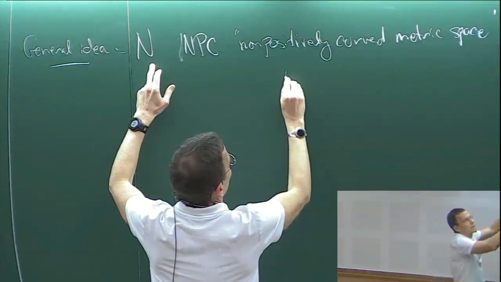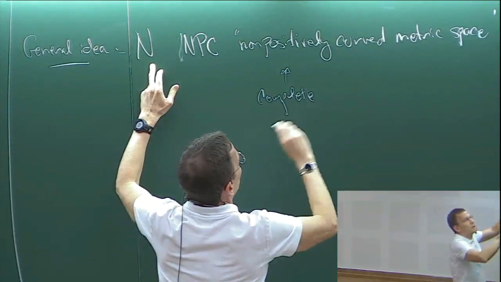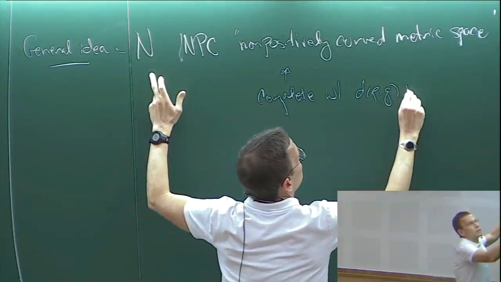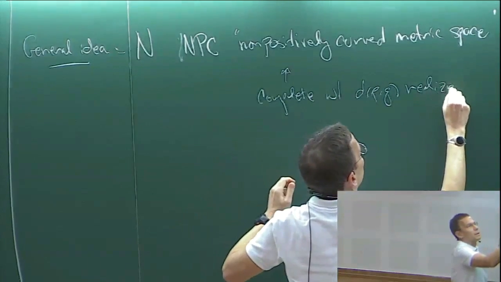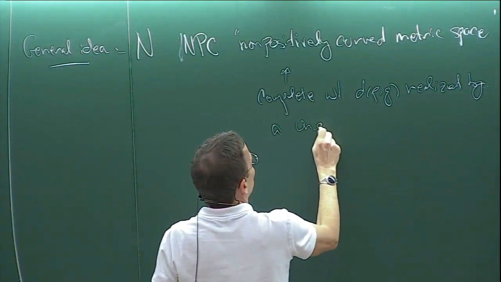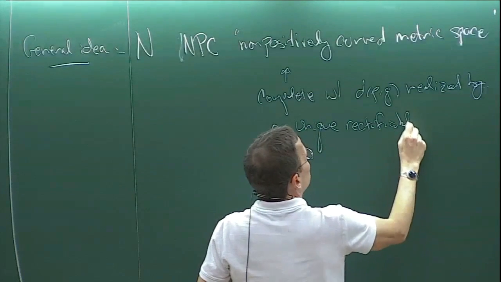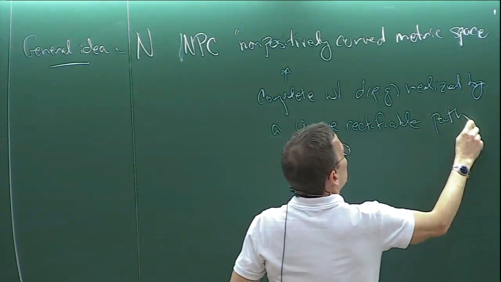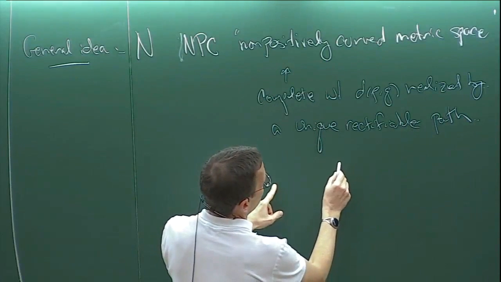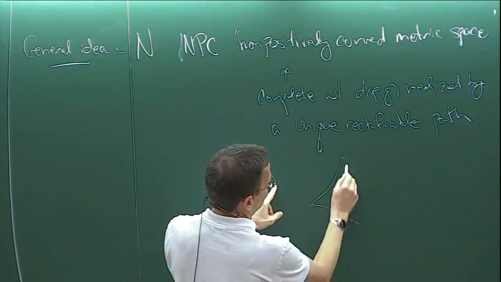So this is a complete metric space with the distance between any 2 points realized by a unique rectifiable path. And we impose this non-positively curved structure in terms of triangle inequalities, or triangle comparisons.